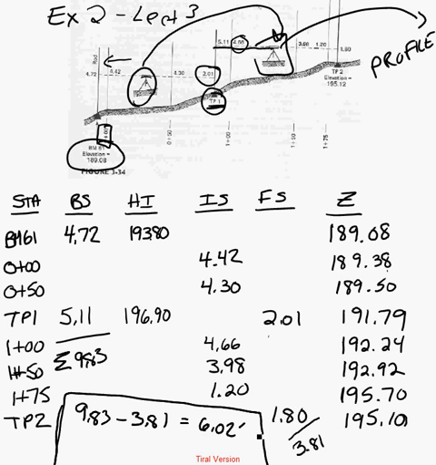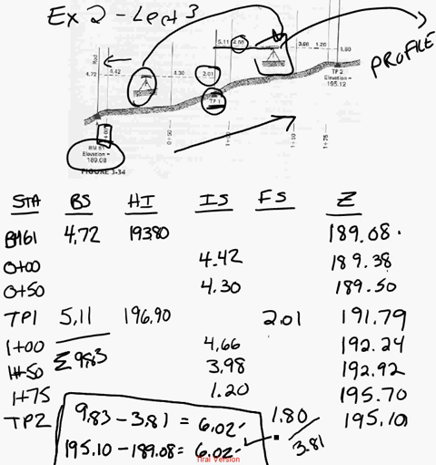And again, you see here, I've gone uphill, and I've increased my elevation a little more than 6 feet. And if I look at my elevation values here, I find the difference in elevation between my last point and my first point is 195.10 minus 189.08, and that is 6.02 feet. So I check.